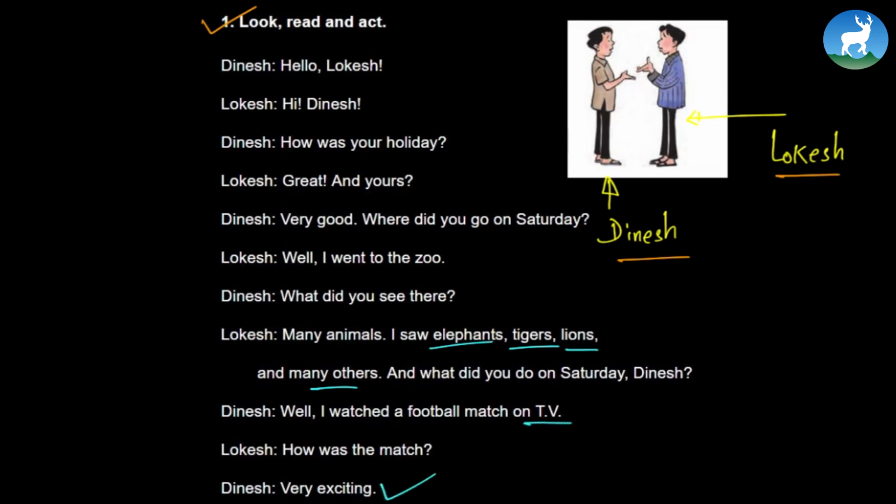So that's the conversation that goes between Dinesh and Lokesh. They just talk about what happened on their Saturdays. Lokesh went to the zoo and saw many animals, including elephants, tigers, lions, while Dinesh pretty much stayed at home and watched a lot of TV. So that's what happened between Dinesh and Lokesh. They had an enjoyable time, alright?